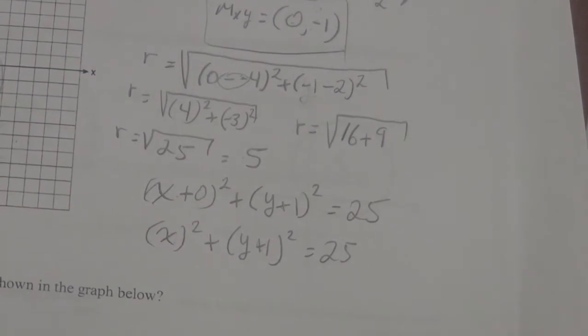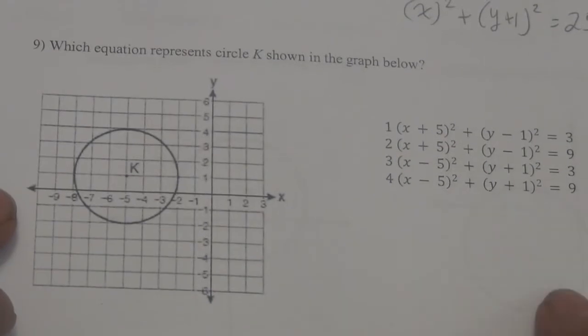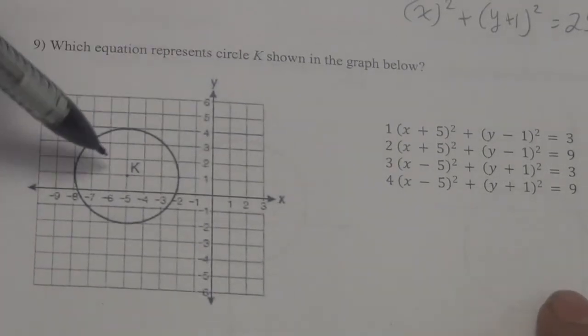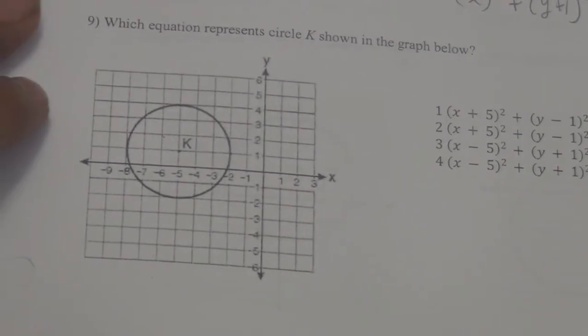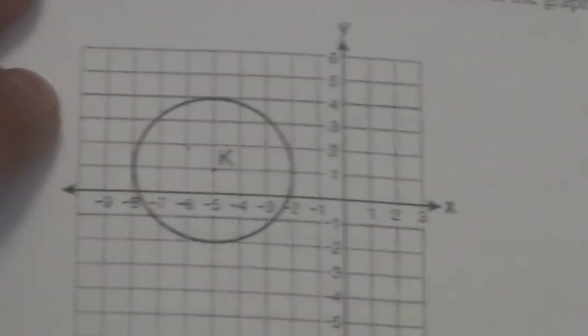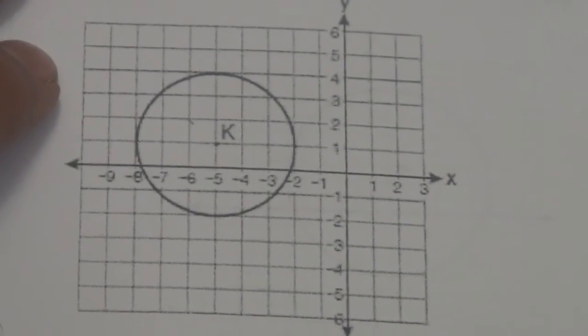Perfect. Then let's move on to the next problem. Here it says, which equation represents circle K, shown in the diagram below. So let's create our equation and then let's corroborate with our choices.